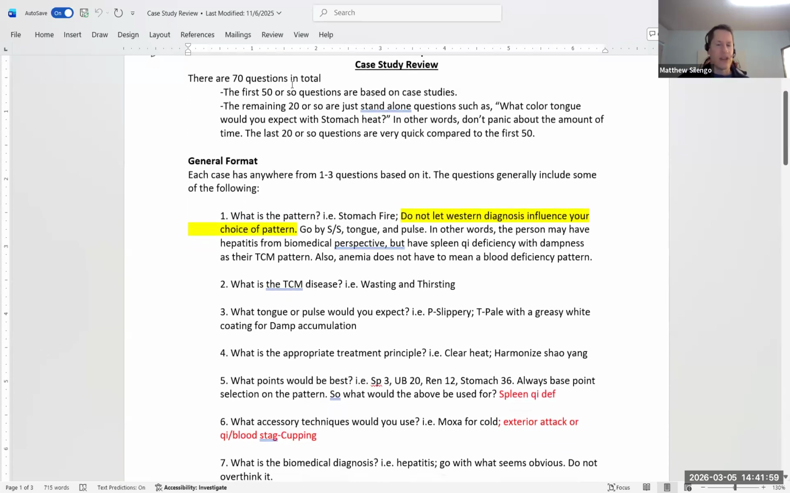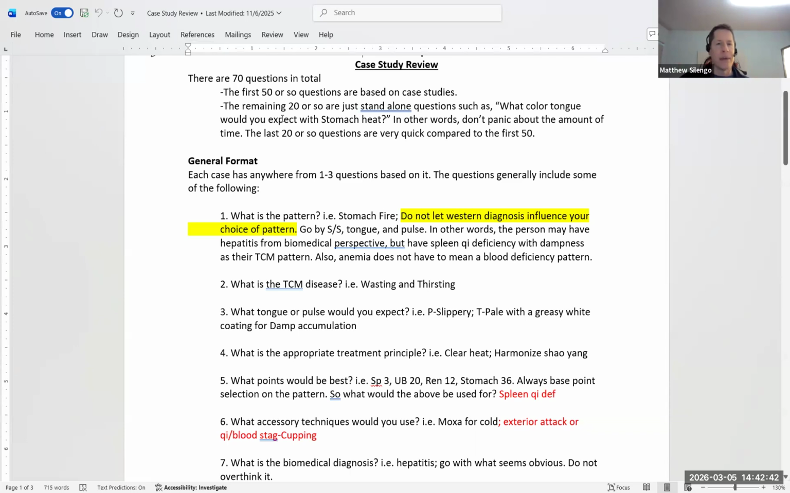So in total, there's 70 questions. Ignore the fact that it says the first 50 versus the remaining 20, because now that it's online, the questions do shuffle. It used to be that there was a certain order, but now they shuffle. The bottom line is about 50 of the questions are typically related to full case studies. But mixed in, there's usually 20 quickie standalone questions, something simple like what color tongue would you expect with summer with stomach heat? The answer is red. That's it. Move on. Takes 10 seconds to answer.